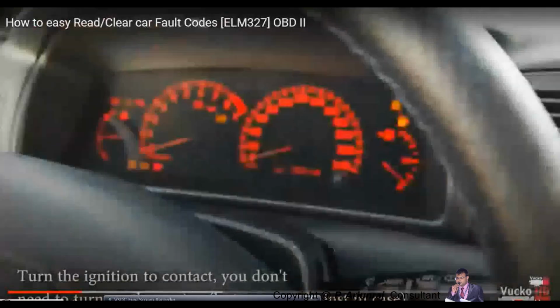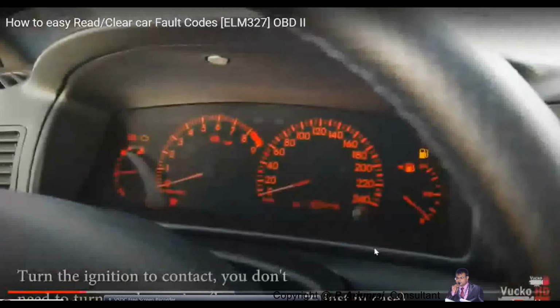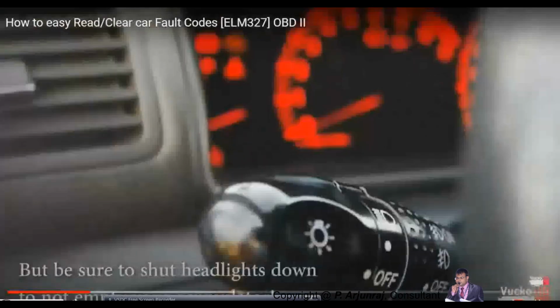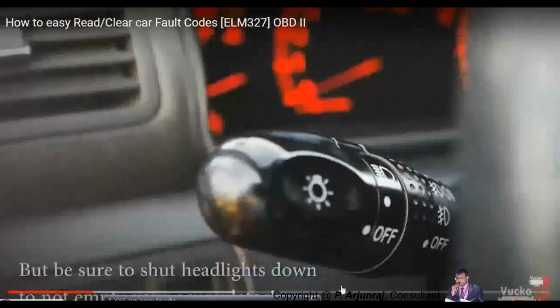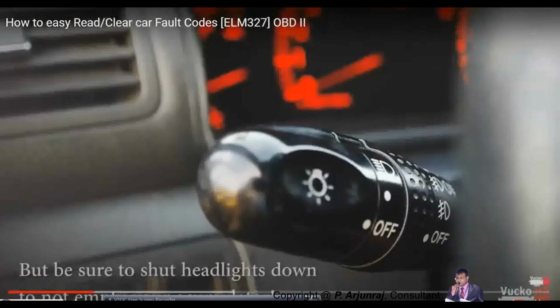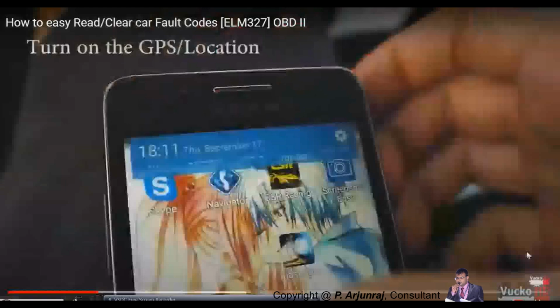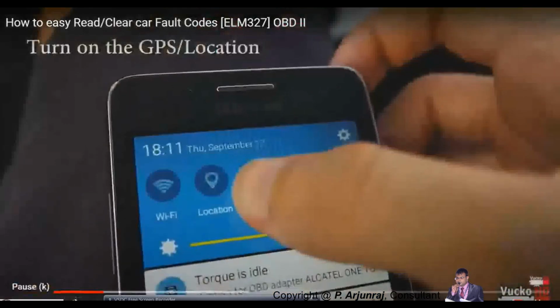Okay, so you need to turn the ignition on, and when you are checking it, you should also ensure that you shut the headlights down and that you are not going to drain your battery as well. So these are some of the precautions that you need to take care of. You can even connect using your phone also.